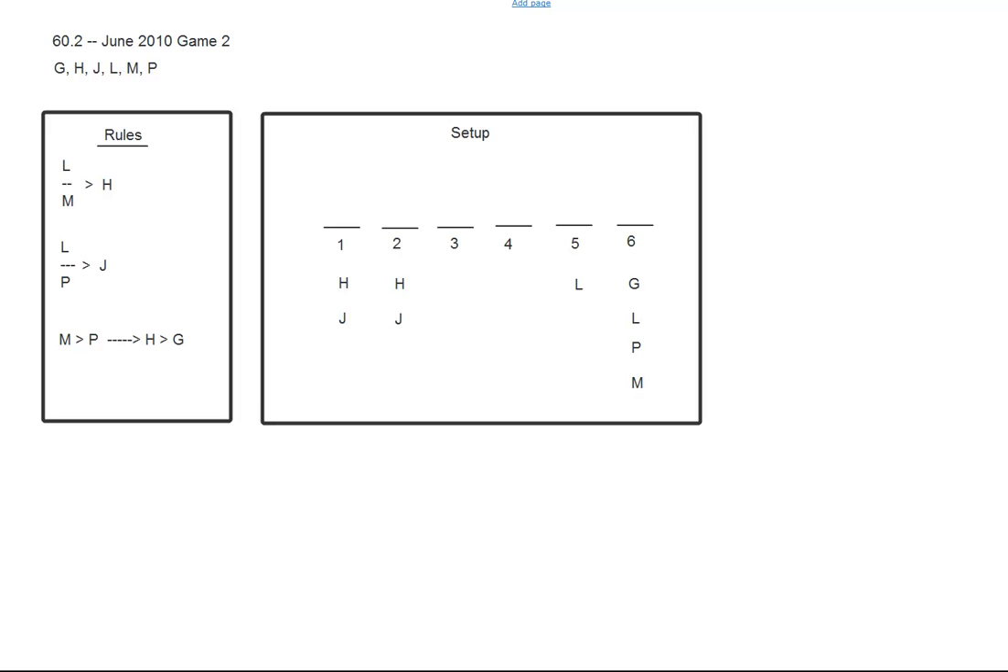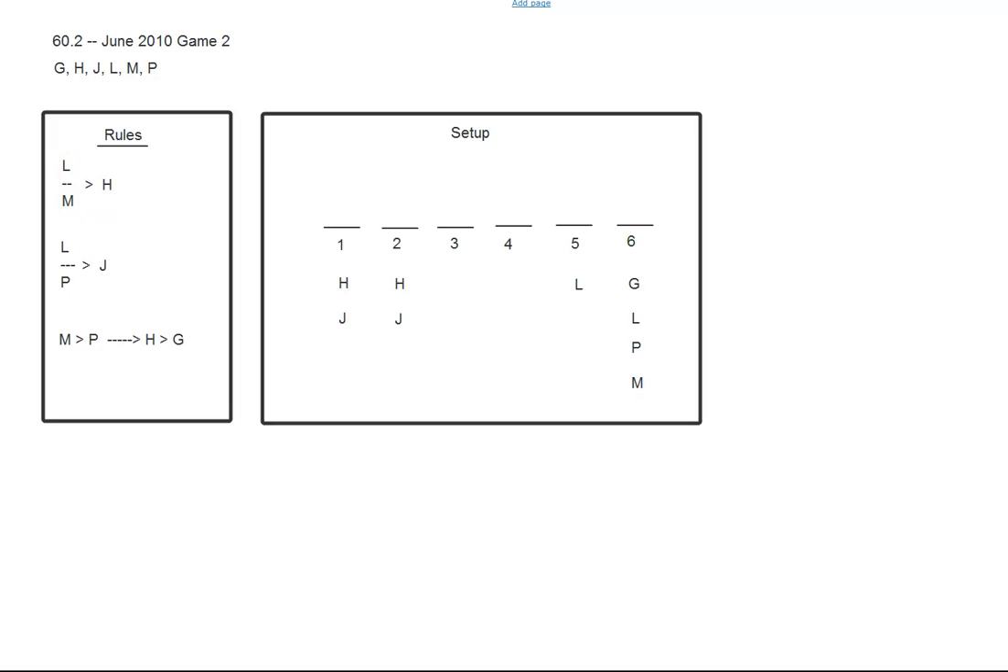So we have G, H, J, L, M, and P. And those are the 6 variables. They're actors. We need to put them in order. Okay? So the rules say Lin and Mitchell appear earlier than Henson. That's this rule here. Lin and Mitchell appear earlier than Henson.